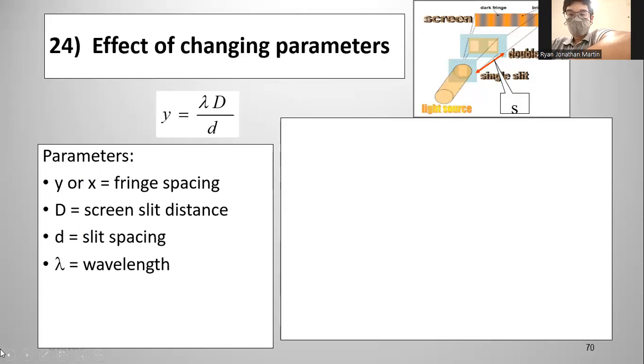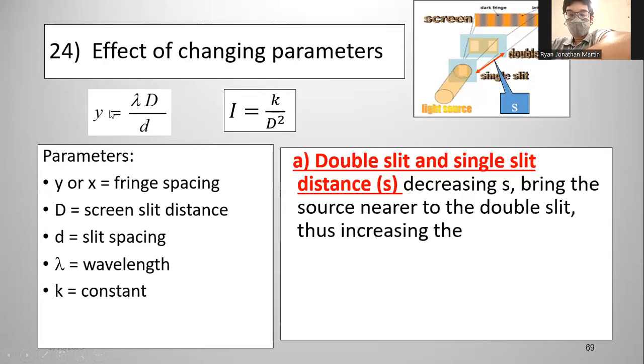I don't think we want to go any further. Just remember these two formulas. This one is intensity: the further the distance, the smaller the intensity. That means the smaller the amplitude of the wave.